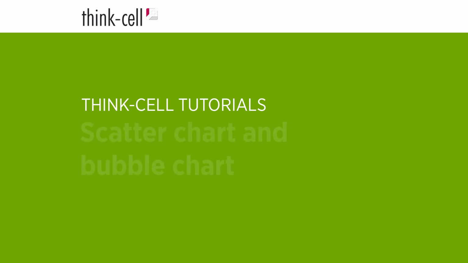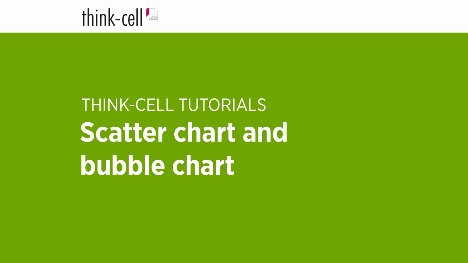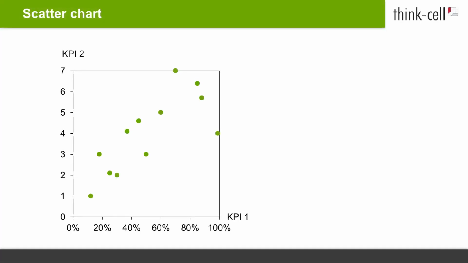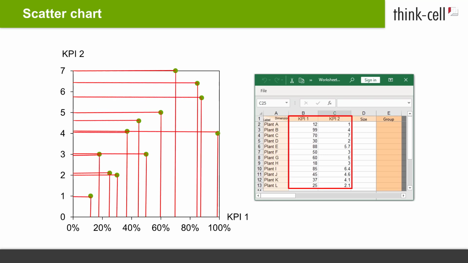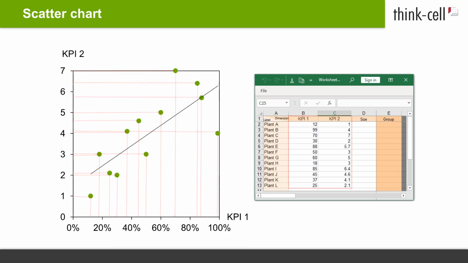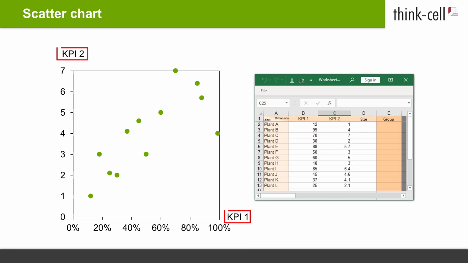This video provides step-by-step instructions on how to create scatter and bubble charts with ThinkCell. Scatter charts, also known as scatter plots, are mainly used to show a relationship between pairs of data variables and to help identify patterns in the data as a whole. A scatter chart could, for instance, display the link between two key performance indicators, or KPIs, for a company.